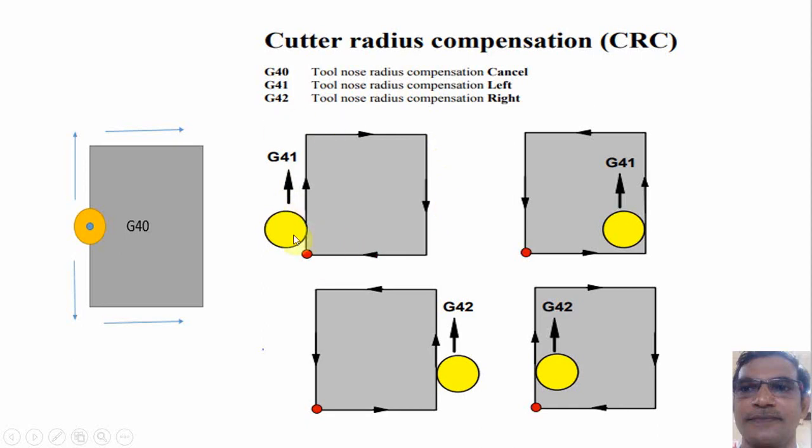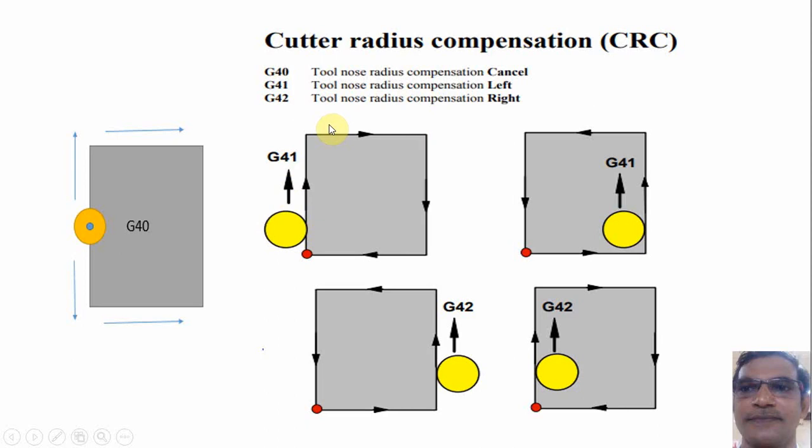If the cutter is moving in the clockwise direction around the profile, the cutter position is left. Our component is on the right side. Always when it is moving like this, the cutter position is left, so we have to give left compensation.